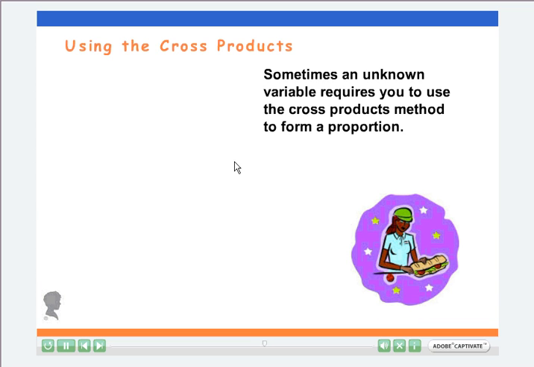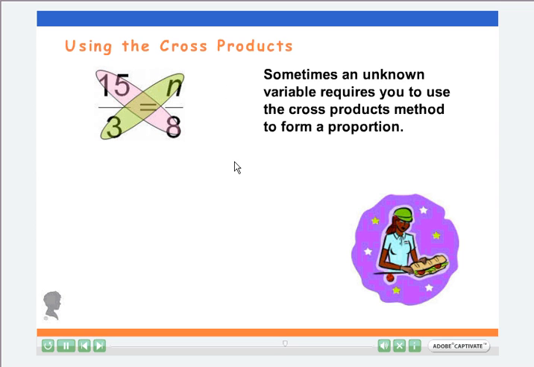Sometimes an unknown variable requires you to use the cross products method to form a proportion. Consider this problem. If you wanted to find the missing value, it would not be easy to find a factor that when multiplied by 3 yielded a product of 8. A situation like this calls for you to use the cross products method.